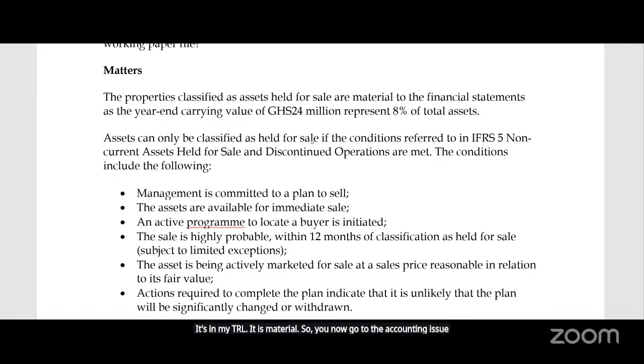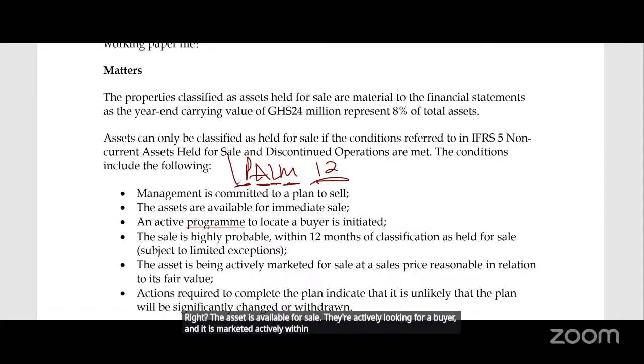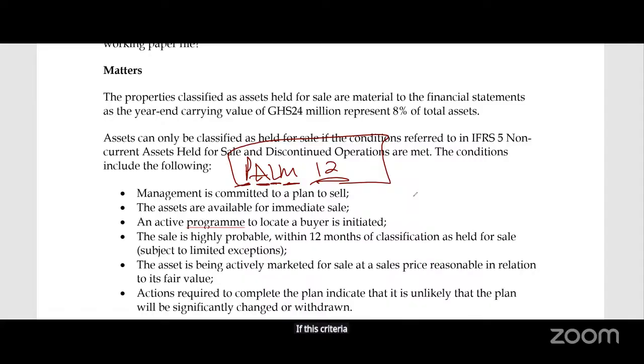An asset can only be classified as held for sale if the conditions referred to under IFRS 5 are met. What is it? So you can use paragraph 12. One, there was a plan to sell the asset. That plan is not going to change, right? The asset is available for sale. They're actively looking for a buyer and it is marketed actively, with sale within 12 months. If these criteria are met, then the asset should be classified as held for sale.